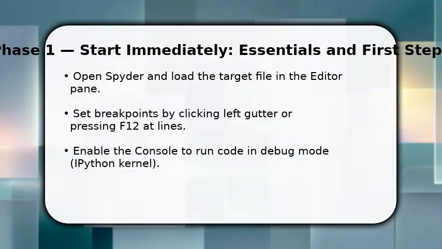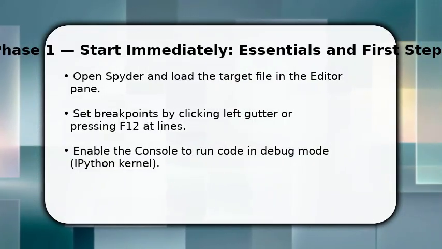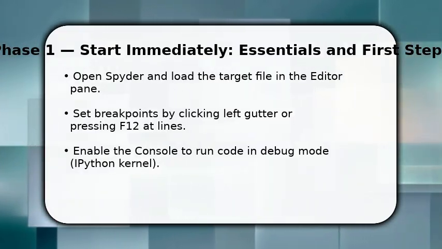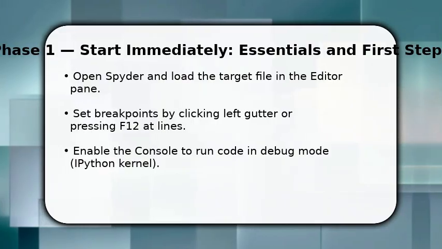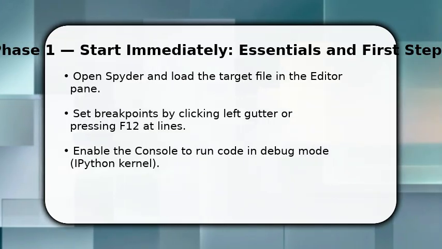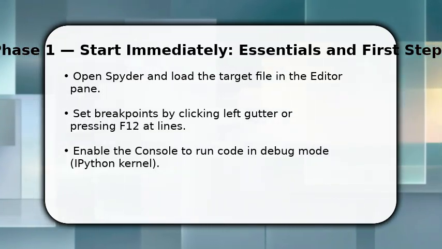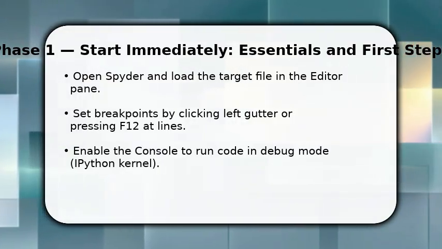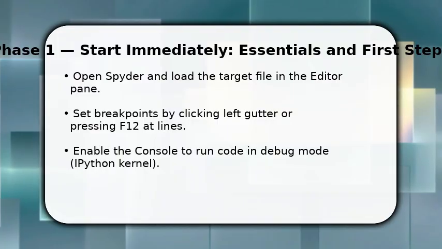You start by opening your script in Spyder and placing breakpoints where behavior matters. This stops execution so you can inspect state. Once done, switch the console to the IPython kernel and run the file with the Debug button or F5 in debug mode. This gives you control, step in, step over, or continue, and lets you observe variables live.